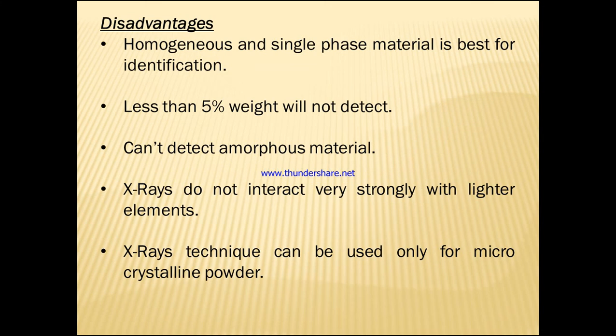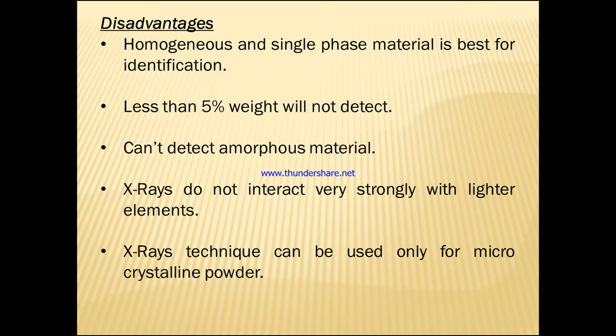The main disadvantage is that a homogeneous, single-phase material is best for identification. A single crystalline material can be analyzed. When we have a heterogeneous material, that is, two types of materials or a mixed phase of materials, it cannot be analyzed by using this XRD technique. Less than 5% weight will not be detected here, so we should use more than 5% weight.